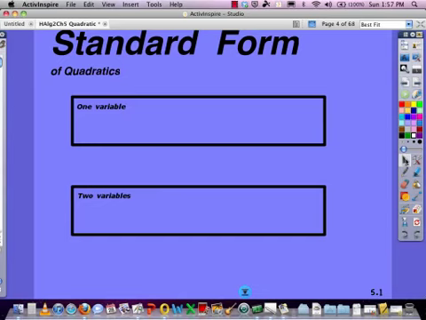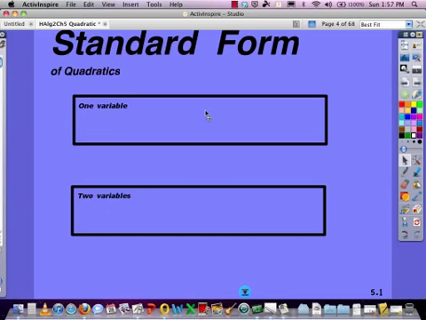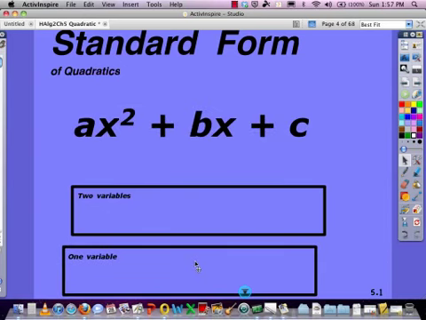In one variable, standard form would be ax squared plus bx plus c, a typical trinomial, where a is the number in front of the squared term, b is the number in front of the first degree term, and c is the number that stands by itself. A, B, and C will be numbers. They could be whole numbers, fractions, decimals, or a combination. That's the standard form of a quadratic that you worked with the most in algebra and geometry. There is another one I'd just like to introduce to you right now.